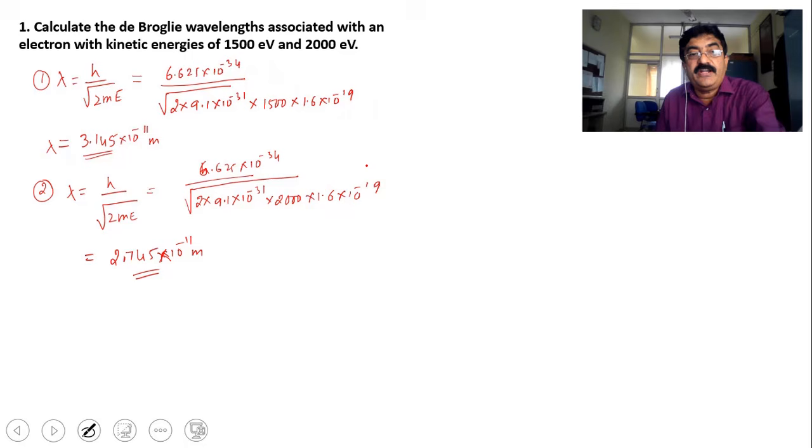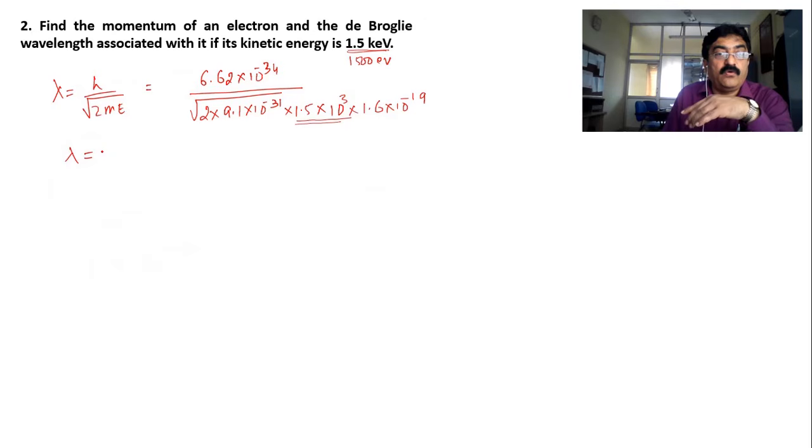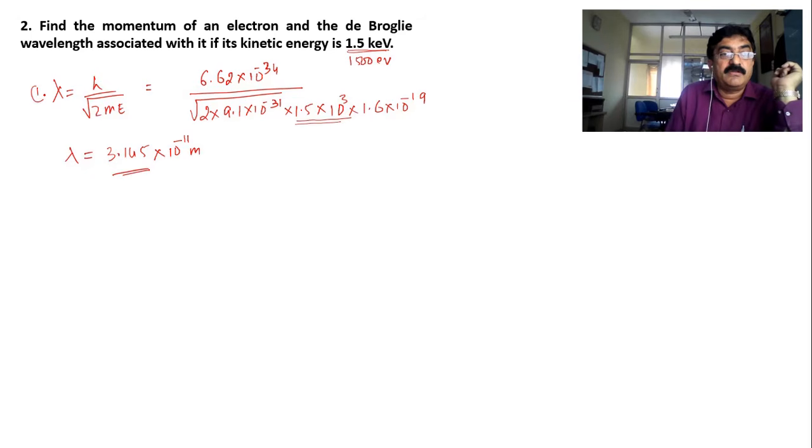See, in the previous video, we already have this answer for 1500. So you have to get now also 3.145 only, or 3.15 into 10 to the power of minus 11 meter. So this is the wavelength. Got it? Now this is the first part of the problem.